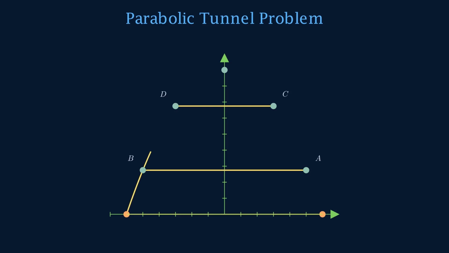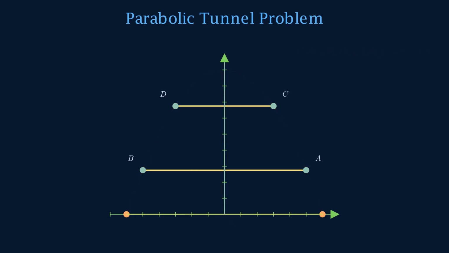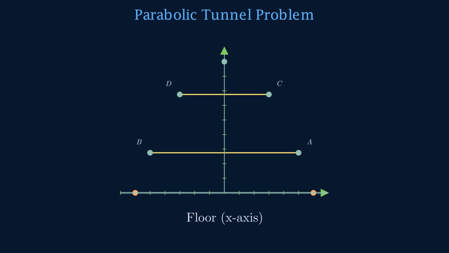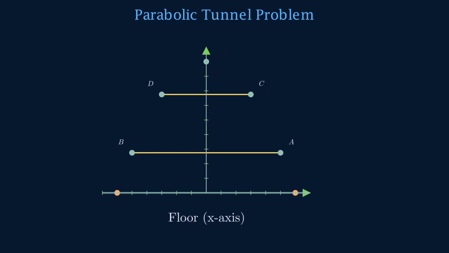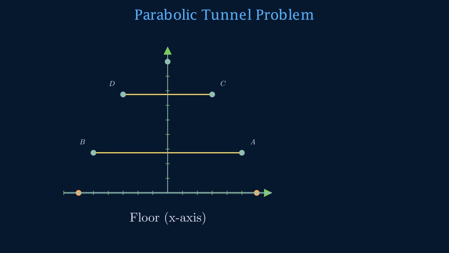First, let's get oriented by visualizing this clearly. Imagine you're looking straight down the tunnel. The parabola opens downward, symmetrically about a vertical line going straight down its center. The highest point, called the vertex, is at the top, exactly 18 units above the floor. And parabolas and symmetry go together like mathematicians and coffee. They simply can't be separated.